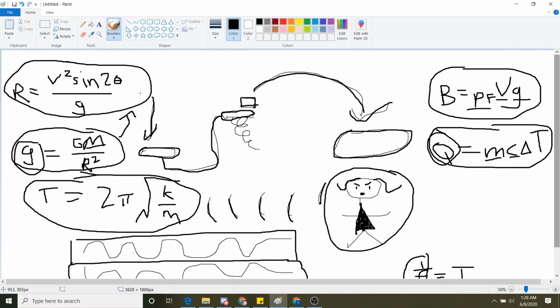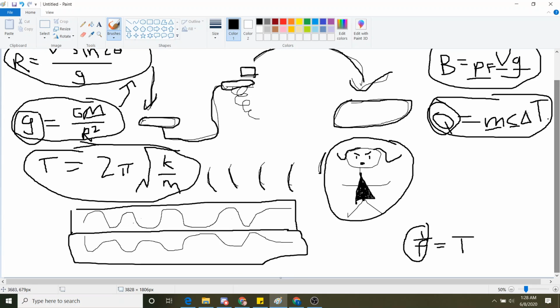So that's Newton's gravity. That's like 5 of them. Newton's gravity, and then there's some oscillation, there's some fluids, like the buoyancy force, and there's some heat exchange, and then there's waves. So yeah, that's the week 5 stuff.